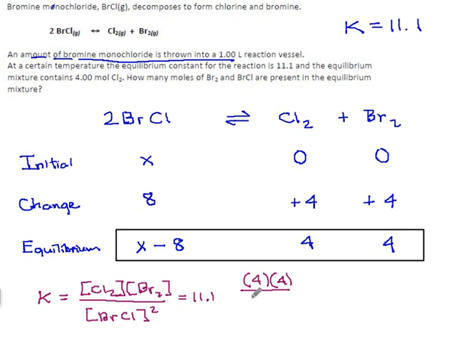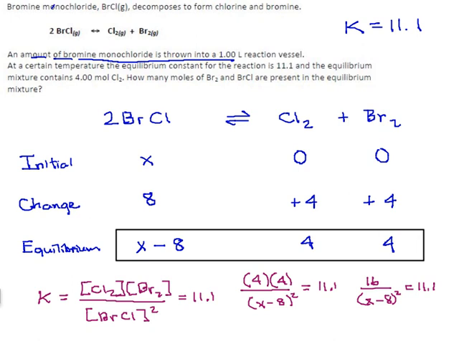Bromine chloride is x minus 8. That's a bit of a nuisance, but whatever. And it's squared, and that's 11.1. So if we write 16 over x minus 8 all squared equals 11.1, you can square root both sides of that.